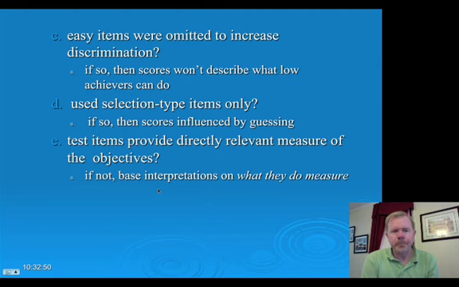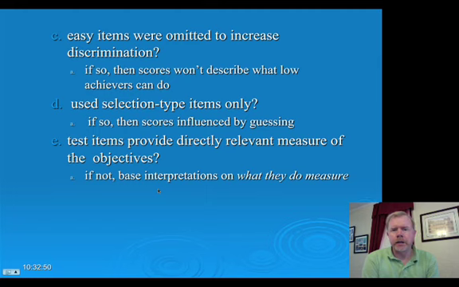So the last point I've got here is, do the test items provide directly relevant measures of the objectives that you're seeking? And so, of course, the SAT was not written to measure the main learning results, so it doesn't directly measure those things. And what we find is that there are a number of different folks that have differing opinions about whether it's a good enough estimation. I'm going to leave that up to you to decide and to reflect on.